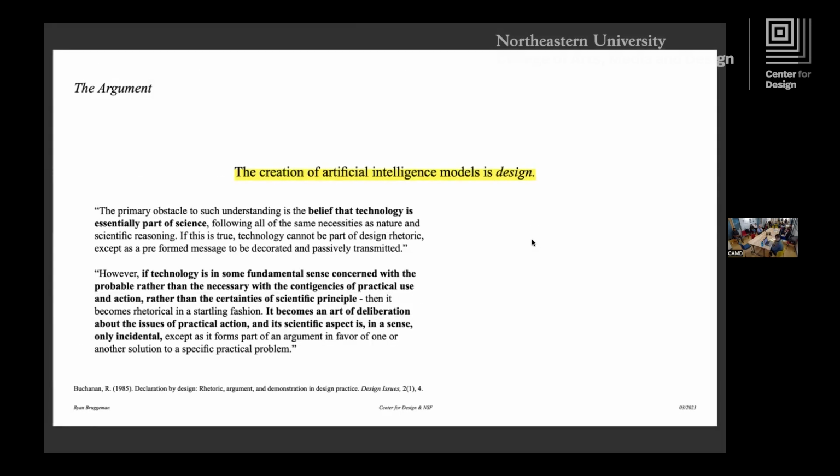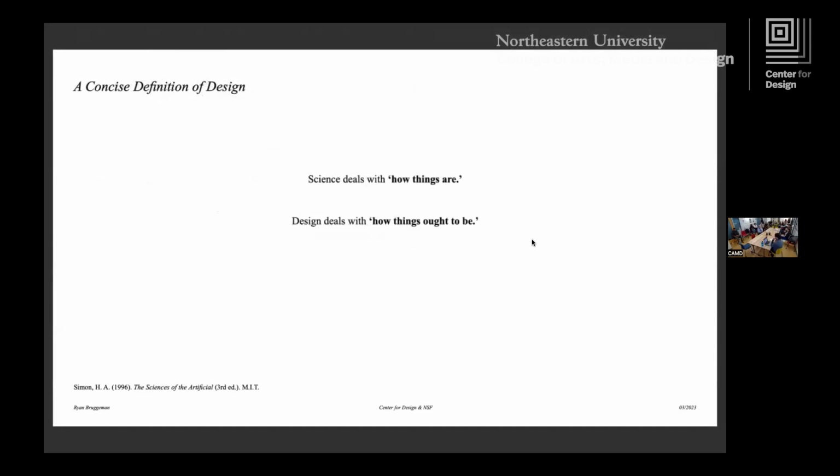However, if technology is in some fundamental sense concerned with the probable rather than the necessary, with the contingencies of practical use and action, rather than certainties of scientific principle, then it becomes an art of deliberation about the issues of practical action, and its scientific aspect, in a sense, only incidental. So I believe that design is, in fact, at the root of the creation of artificial intelligence. And so today, I want to talk about what that actually looks like, and what design is doing at the very beginning of design knowledge and the shaping of artificial intelligence.